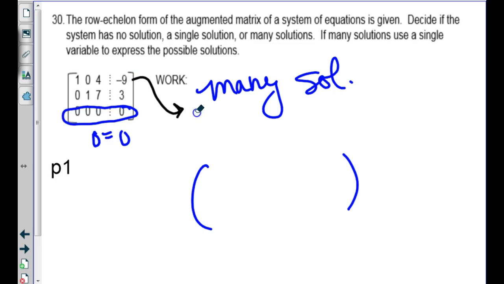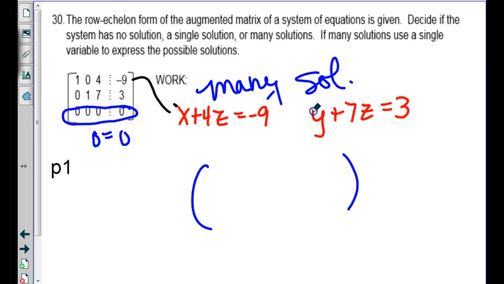What does that first equation say? Guys, a whole bunch of you missed this. X plus 4z equals -9. Okay, x plus 4z equals -9. The second equation is y plus 7z equals 3. So since they're both in terms of z, we're going to write z can equal any number.